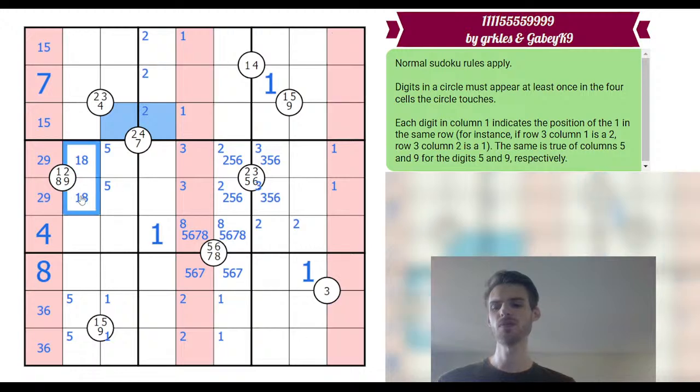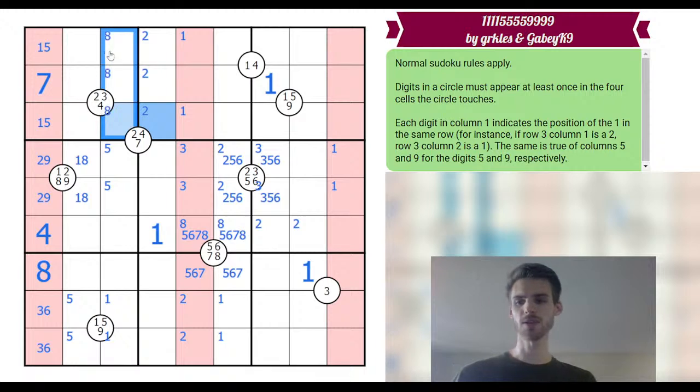Okay, maybe we should do some easy Sudoku things. So there's 8s here, so there's an 8 up here. If we could lock a digit in here, that would be very helpful.